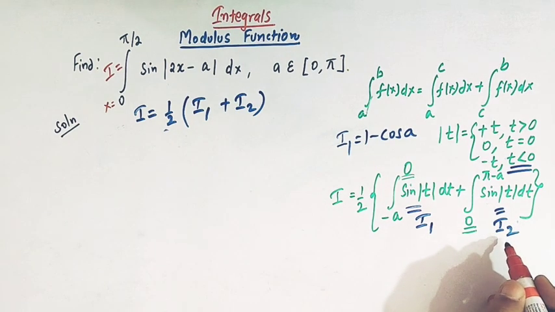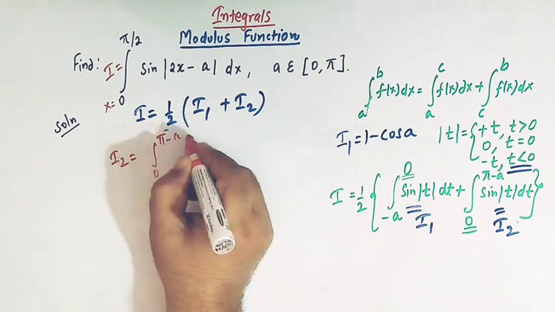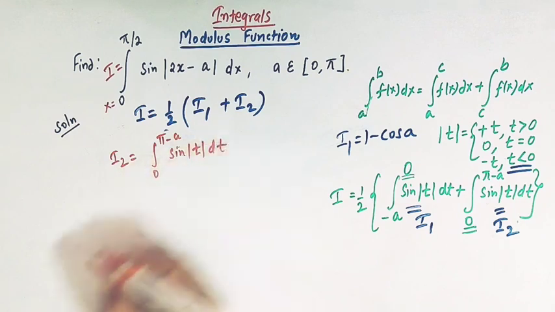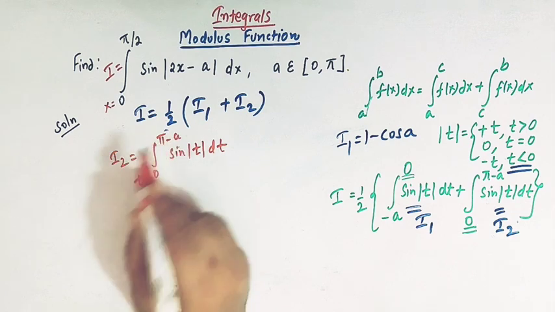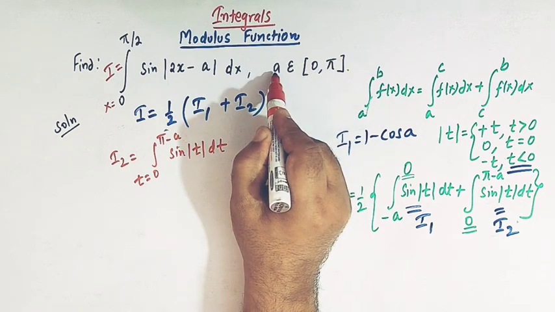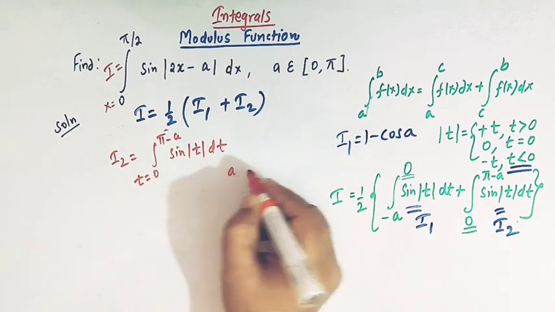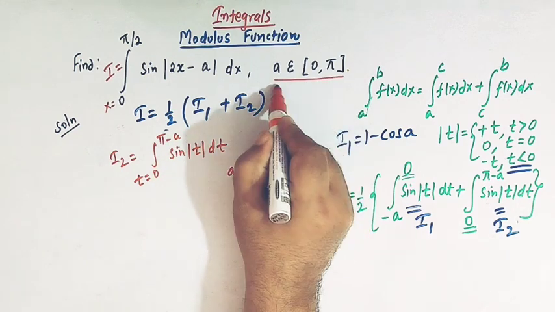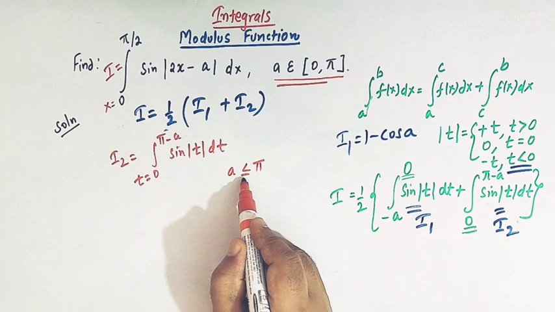So now let us take I2. So I2 is the integral from 0 to pi minus a, right? And here we have sine of mod of t dt, right? Now see, here t goes from 0 to pi minus a, right? So let us see this interval, that is the closed interval 0 to pi. Now here a belongs to this interval, that is 0 to pi. So we can now write a is less than or equal to pi, right? From this interval, right? Because a belongs to this interval. So a is either less than pi or equal to pi.